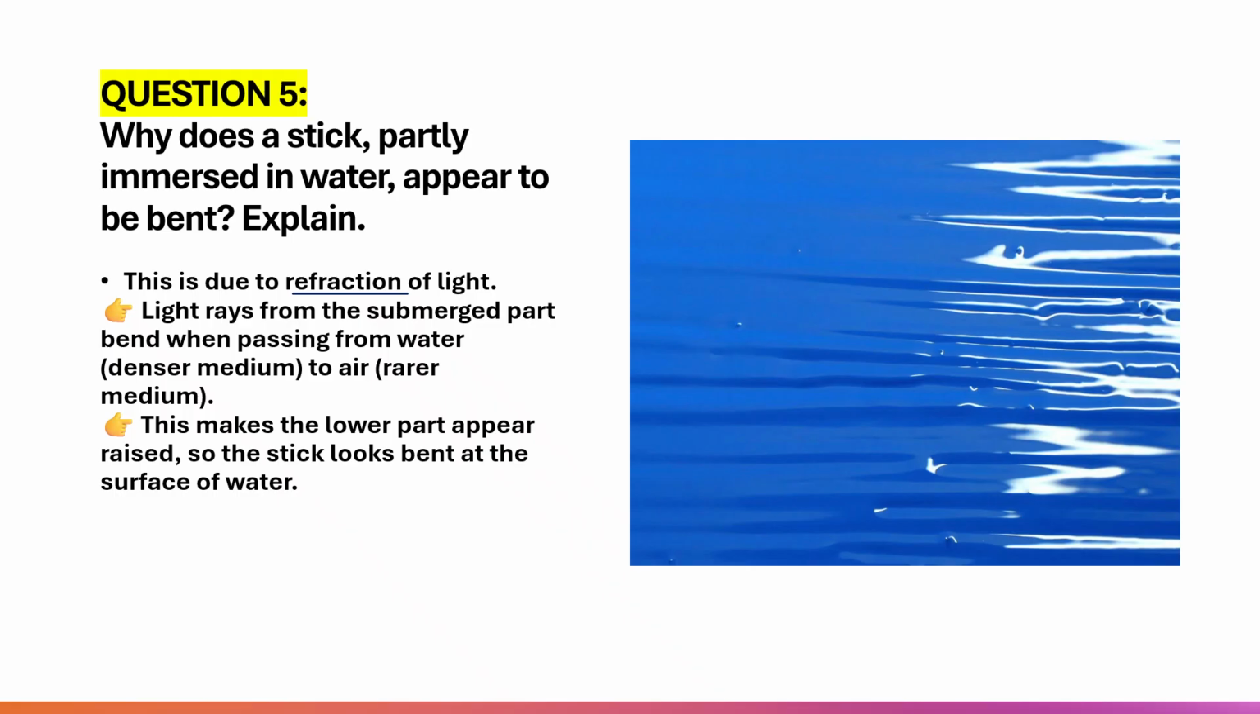So light rays from a submerged part bend when passing from water, that is denser medium, to air, which is rarer medium. So whenever the medium changes, there is some bending of light. This makes the lower part appear raised, so the stick looks bent at the surface of water.